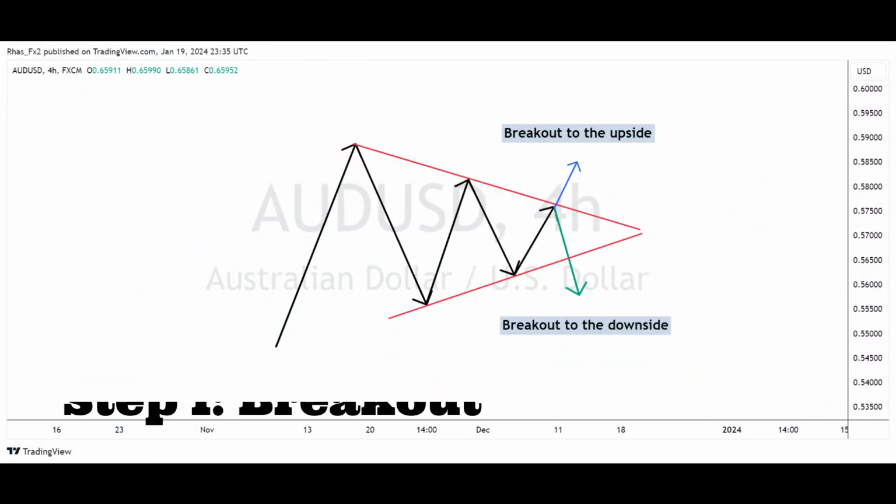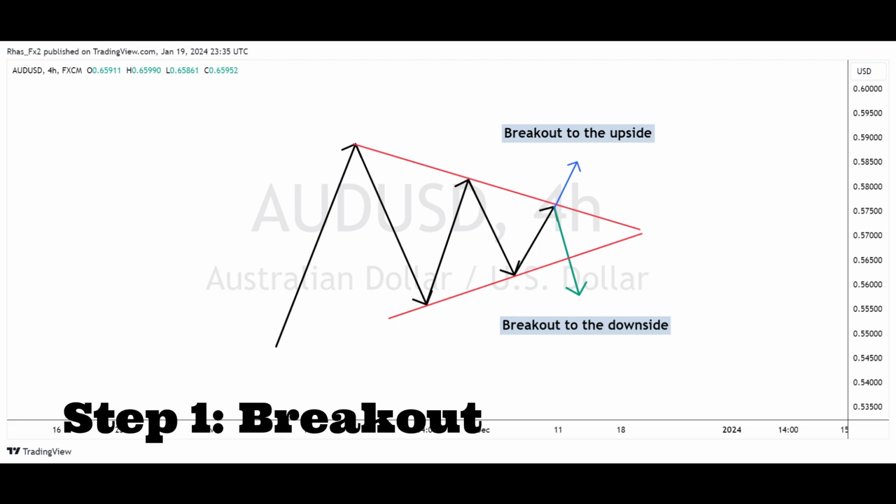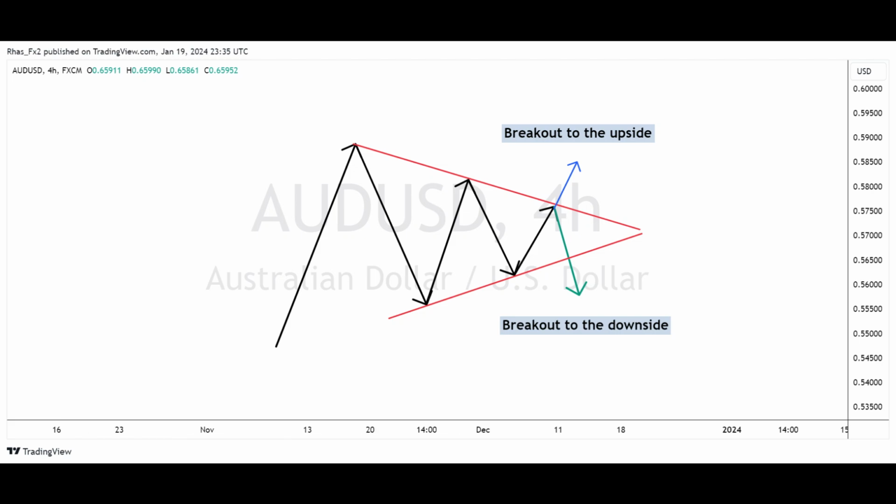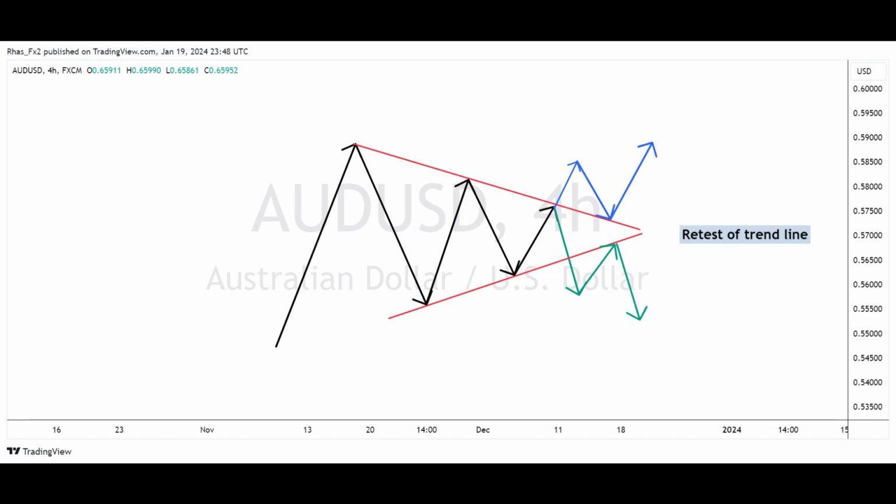Step 1. Wait for the breakout. Patience is key when trading symmetrical triangles. Wait for a decisive breakout, where the price closes convincingly above or below one of the trend lines.